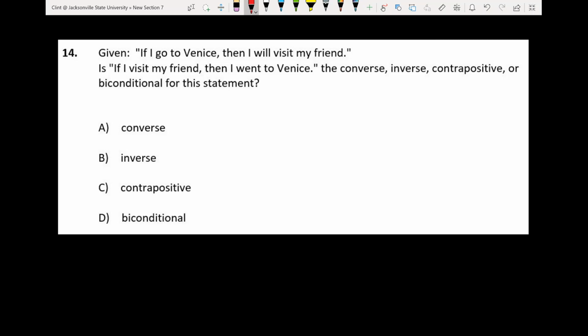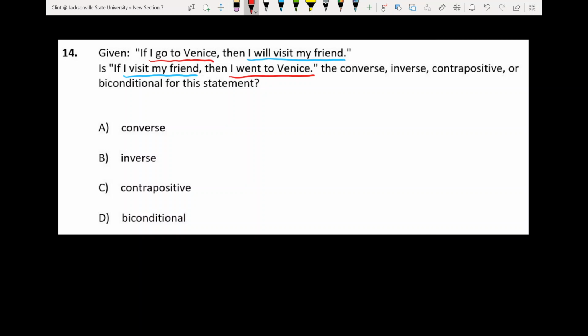Okay, so let's take a look at the original statement. The first statement says I go to Venice. And then the second part says I will visit my friend, and it's a compound statement. It's one of these statements put together with if then, or what we call a conditional statement. Okay, so let's look at what happens in the way they change it. It says if I visit my friend, so that's the blue part, then I went to Venice, so that was the red part. So you can see it stays an if then statement. Okay, most of these do.